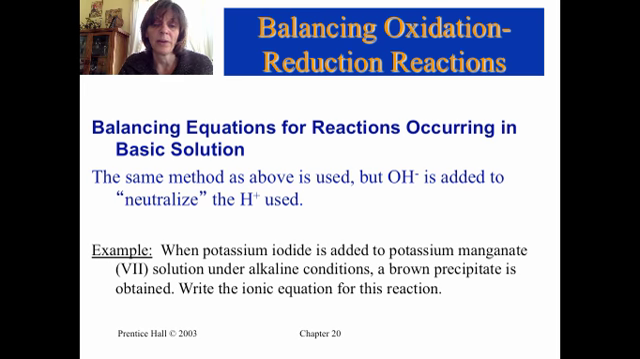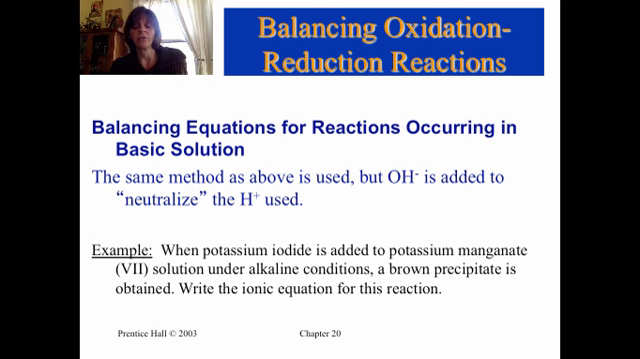So one example would be potassium iodide added to potassium manganate 7 solution under alkaline conditions. A brown precipitate is obtained. Write the ionic equation for this reaction.